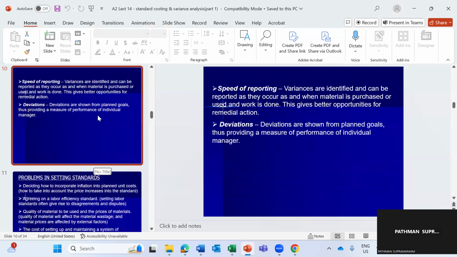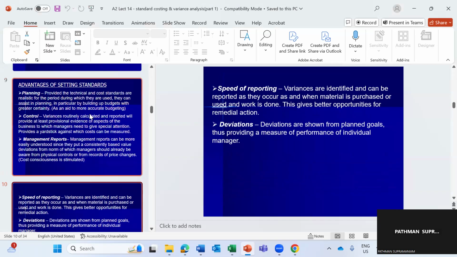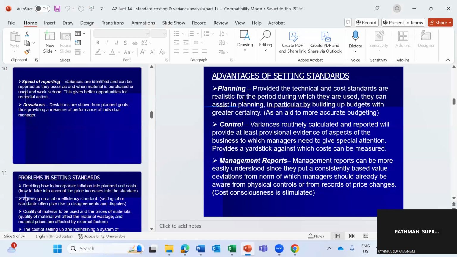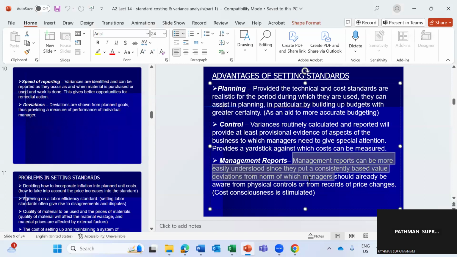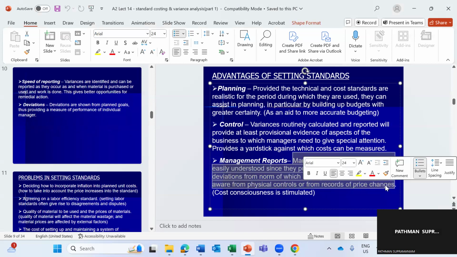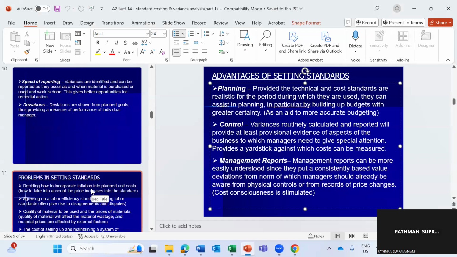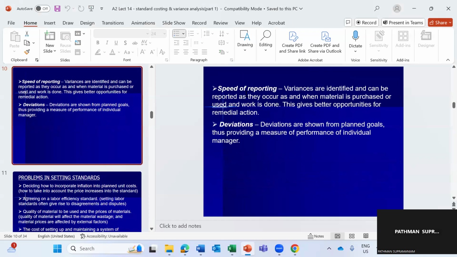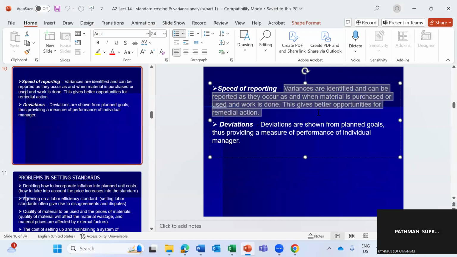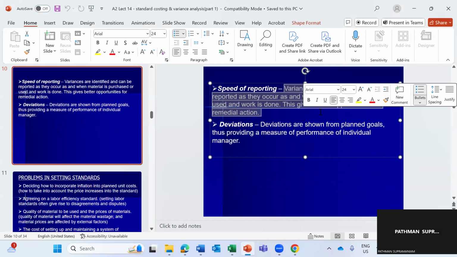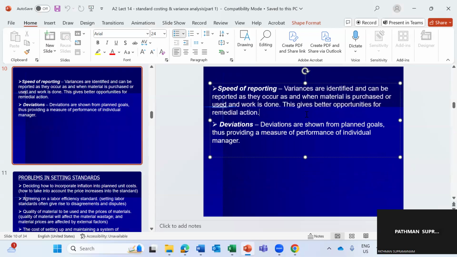So these are the advantages of setting standards. It helps in planning, it helps in controlling the cost, and it helps to make reports. It also helps speed up the reporting, because by working out standard cost, we can get to the reason as to why the actual cost differs from the standard cost.